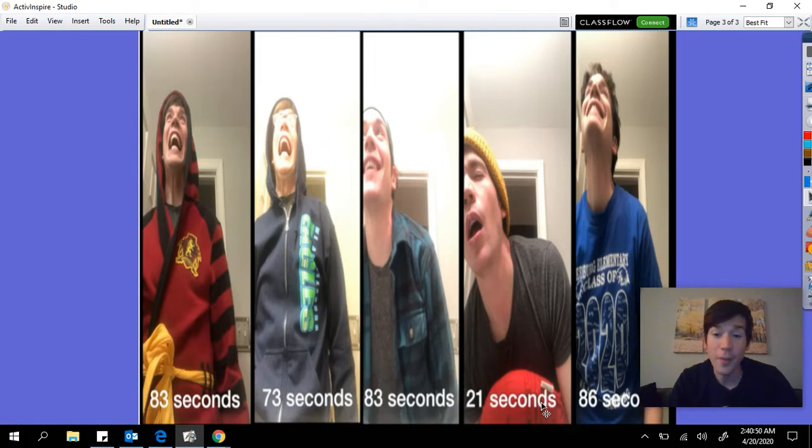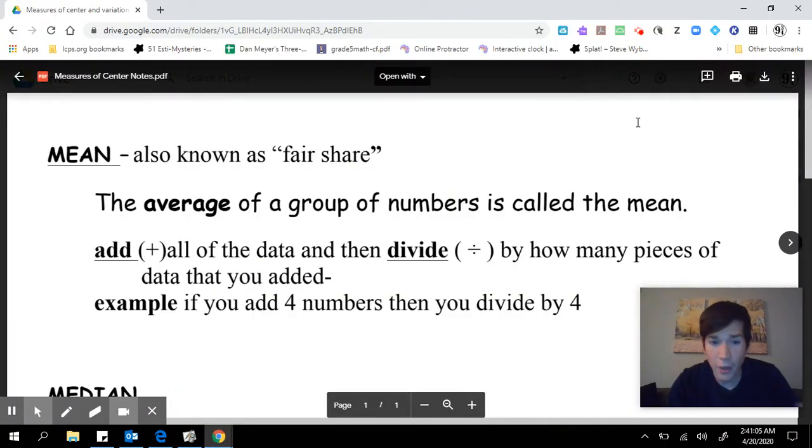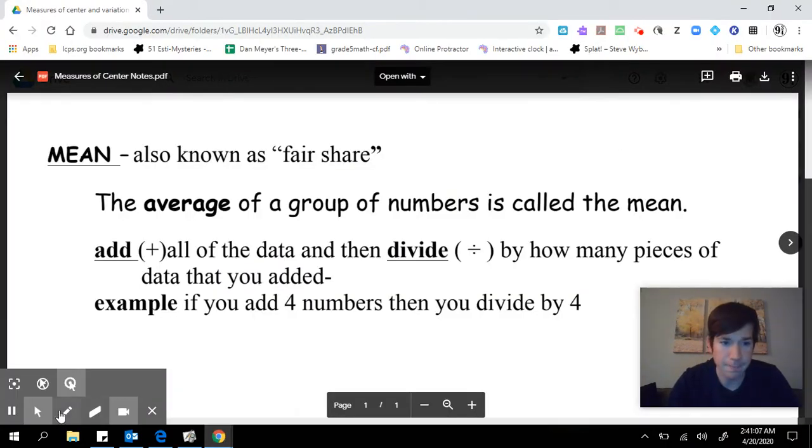Now, the cool thing about data is every piece of data in a data set tells a story. We're going to see what story this data set tells us. So we're going to be looking at 4 vocabulary words that are going to be really interesting to us today. Now, those 4 words are the mean.